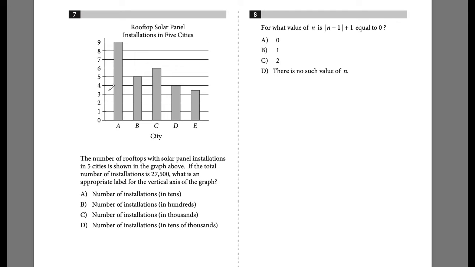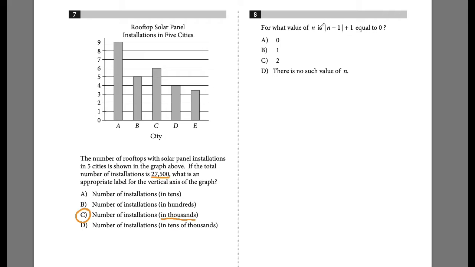E, we're at 3.5. And if the total number of installations is 27,500, it would make sense if this was 9,000, 6,000, 5,000, 4,000. So the vertical axis will be the number of installations in thousands. So answer choice C.